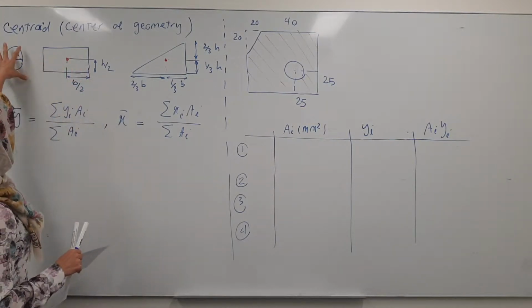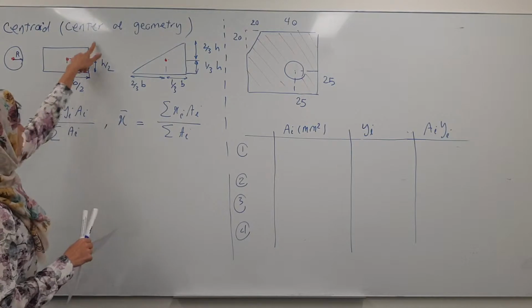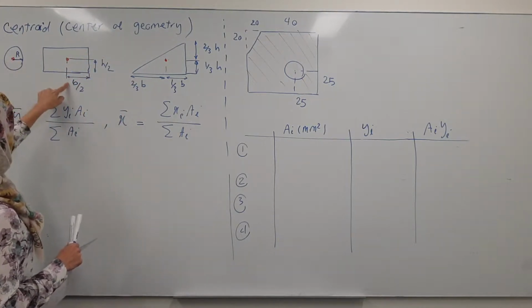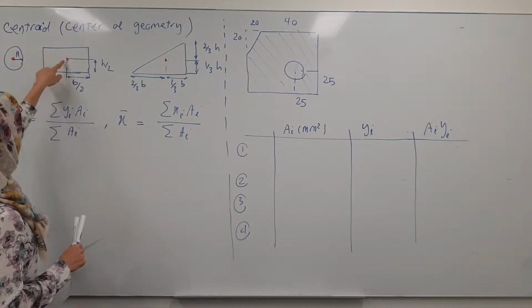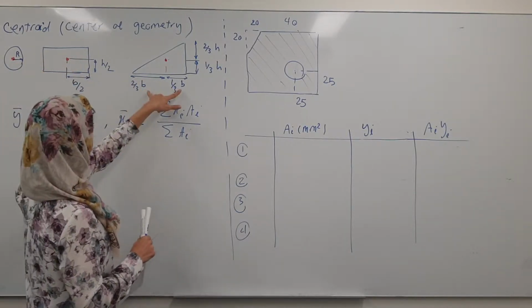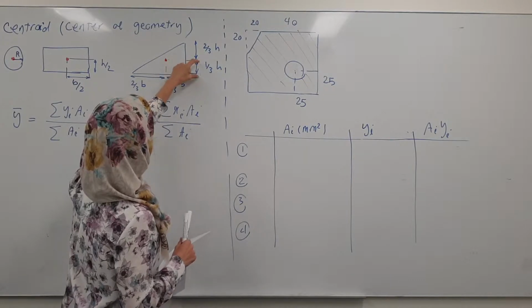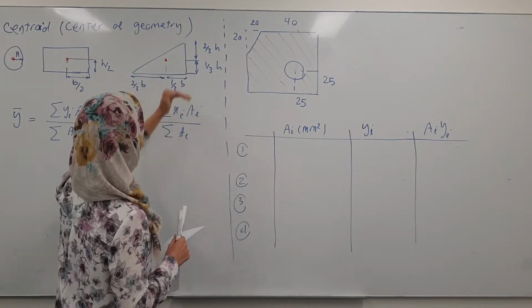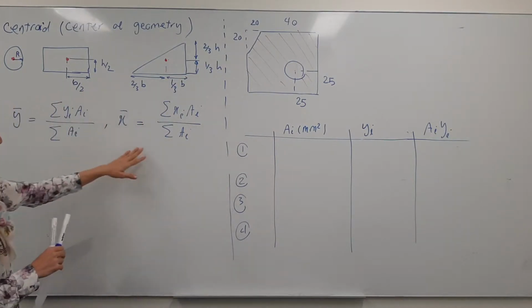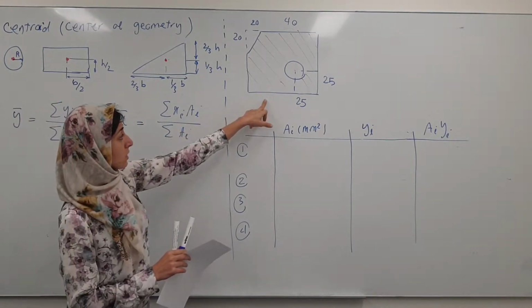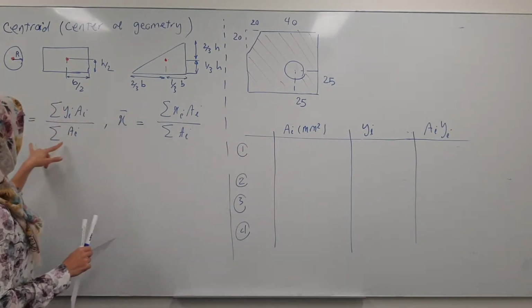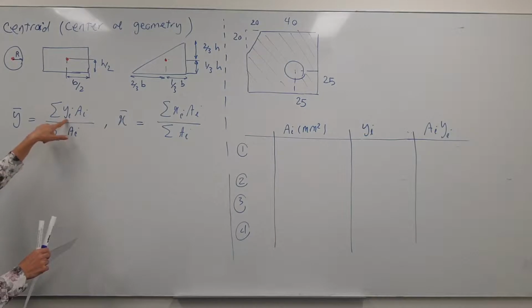We assume we know the centroid or center of geometry for simple shapes. For example, for the circle it is at the middle. For the rectangle, it's the same, at the middle. And for the triangle, it's about a third from the base, or from the bottom. So if we have a complex geometry such as this one, the first step is to divide it into simple shapes, and then we can use this formulation: the sum of yi times ai divided by the total ai.